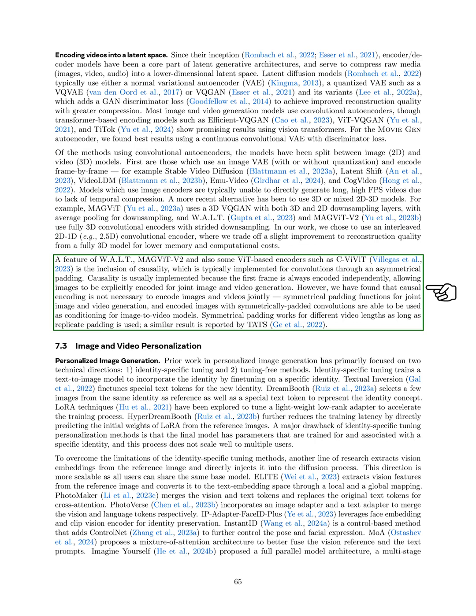Notably, some models incorporate causality through asymmetrical padding, which allows for independent encoding of the first frame. However, we found that causal encoding is not necessary for joint image and video generation. Symmetrical padding can effectively serve this purpose, as long as replicate padding is used, a finding also supported by TATS.